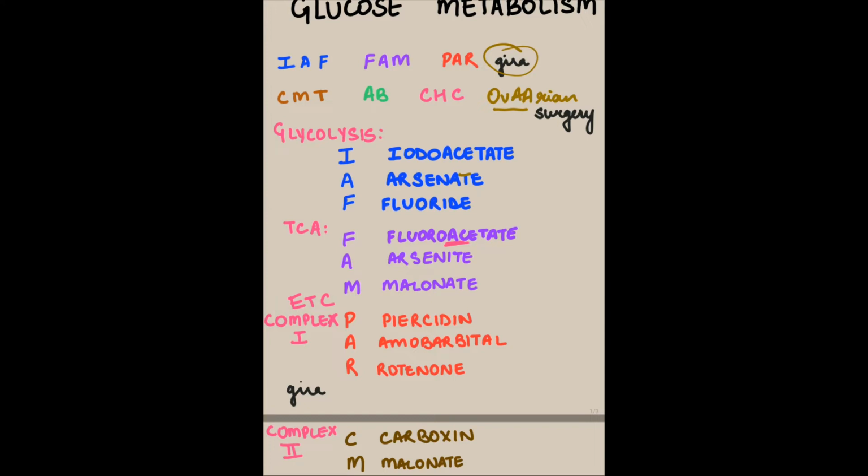Just one thing that you can remember here is that A in glycolysis stands for arsenate and A in TCA stands for arsenite. So A becomes I here. But for F, it is completely opposite. F in glycolysis stands for fluoride and F in TCA stands for fluoroacetate. So I becomes A here.